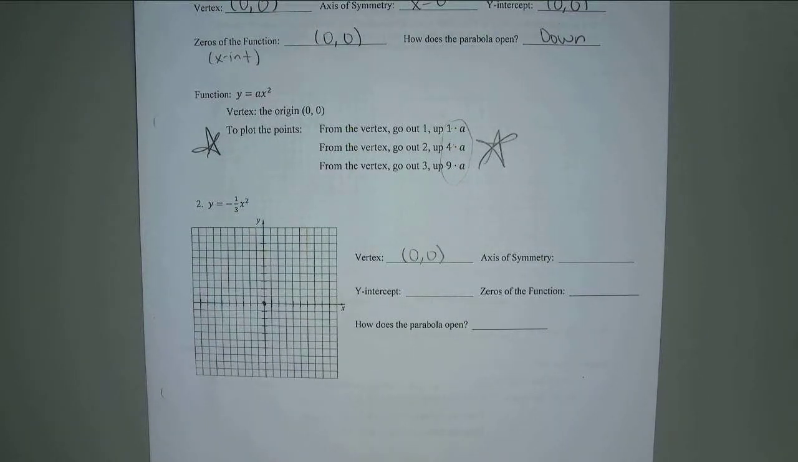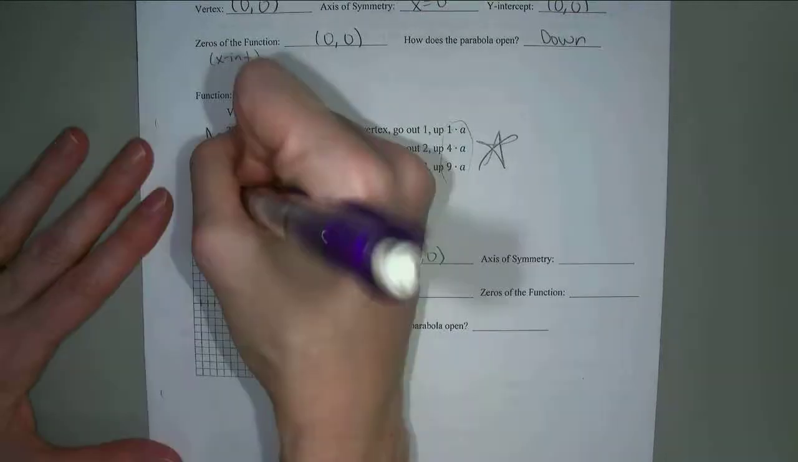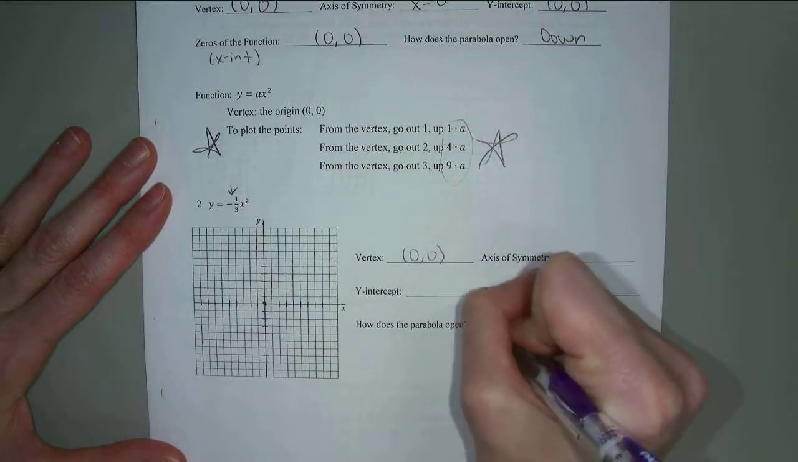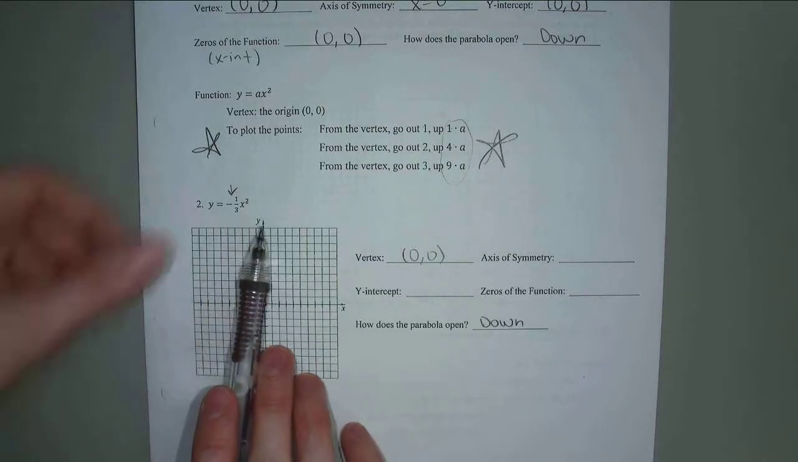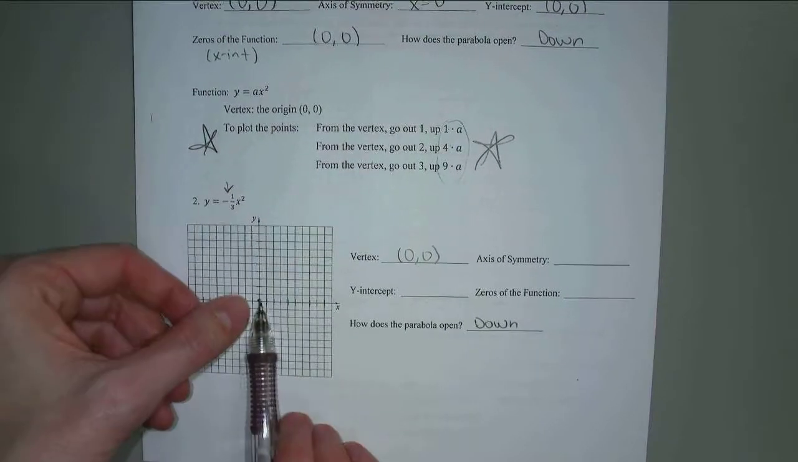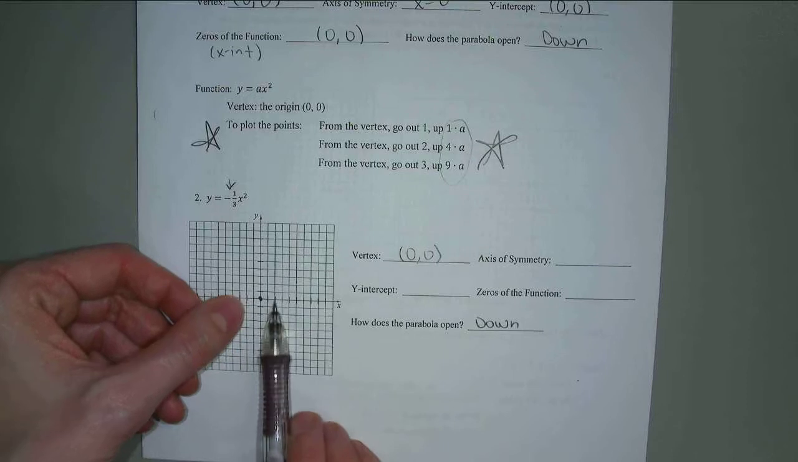How are we going to plot our other 4 points? Well, is this going to open up or down? Down. How did you know? Because it was negative. Because it's negative, okay? Let's just answer that question right now. All right, so typically if it's your parent function, meaning there's nothing in front of our x squared, we would just go over 1, down 1, over 2, down 4, okay?